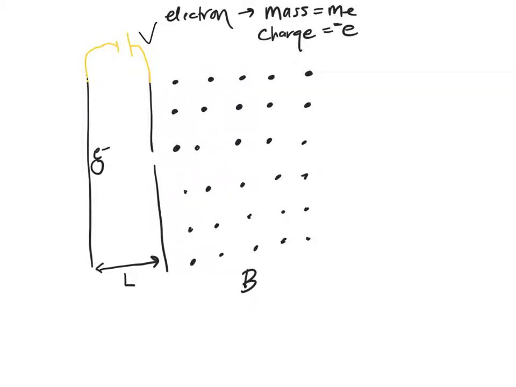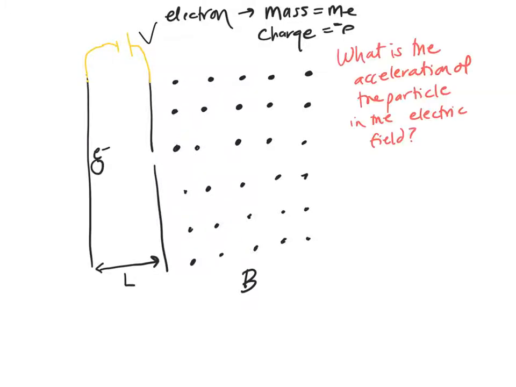Okay, now what if we had a totally different question? What if we talked about what is the acceleration of the particle in the electric field? Now we're actually going to want to do the harder thing that I was talking about before. If we want to get to the acceleration, we're going to start thinking here. F equals ma. We know the mass, but we don't know the force. How can we get the force?